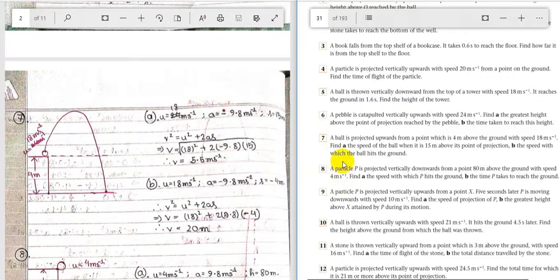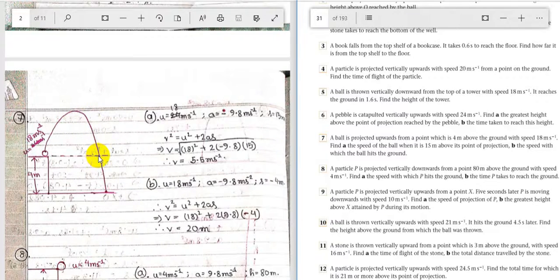Moving to part B, it wants you to find the velocity with which it hits the ground. So this is going to be the velocity over here. So list all the information. U is still going to be 18, a is still going to be minus 9.8, and s is going to be minus 4, because the maximum greatest height above its point of projection is covered up to this point.